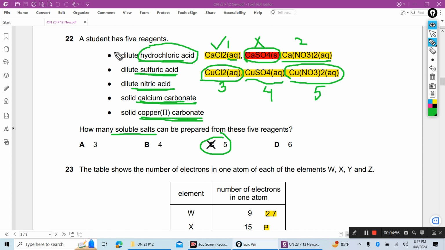That means using these 5 reagents, 5 soluble salts can be prepared: calcium chloride, calcium nitrate, copper chloride, copper 2 sulfate, copper 2 nitrate. But calcium sulfate is an insoluble salt, not a soluble salt. Total salts 6, 5 are soluble, 1 is insoluble. So the answer is 5.